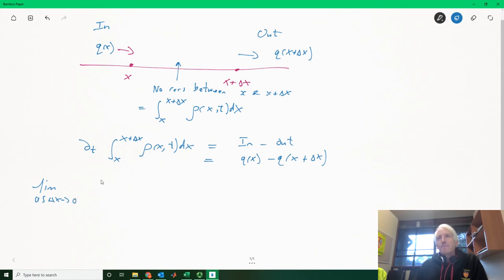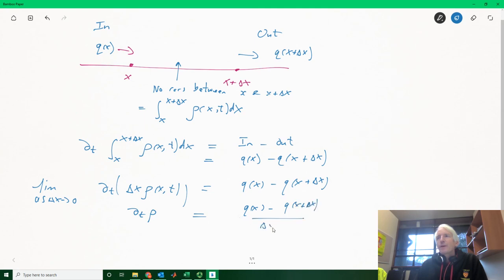So what's going to happen here? This integral is going to become the time derivative of delta x times rho of x, t, since rho is approximately constant over the interval. Then we can divide by delta x, and we get the time derivative of rho equals Q of x minus Q of x plus delta x, divided by delta x. So the time derivative of the density is equal to minus the x derivative of Q. And that's the conservation law.